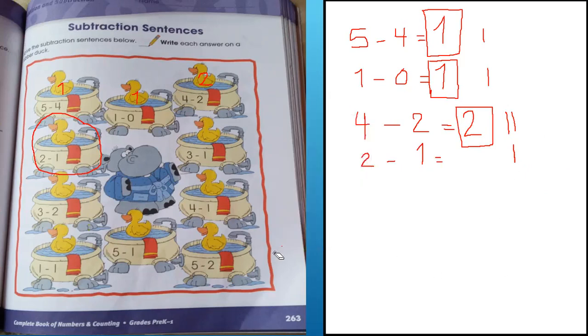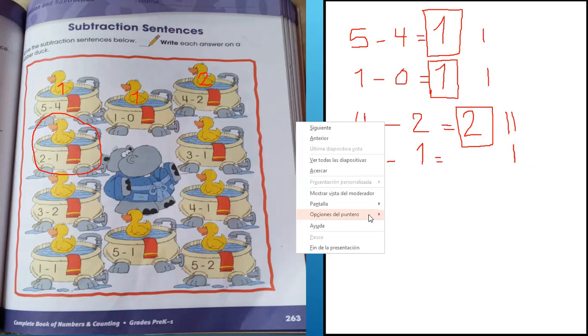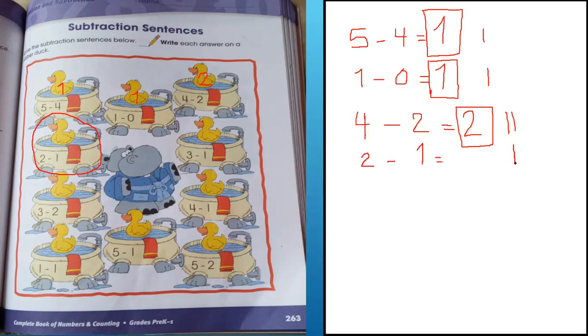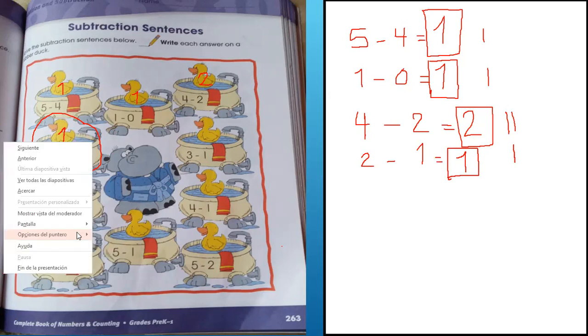Estamos quitando restas. That's right. Very good. So, what is the difference? One. Very good. So, everybody write in the answer one. And then let's go back to the rubber duck and write the answer one. Okay, did you finish? Good. Let's continue with the next one.